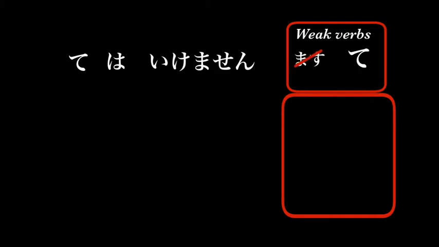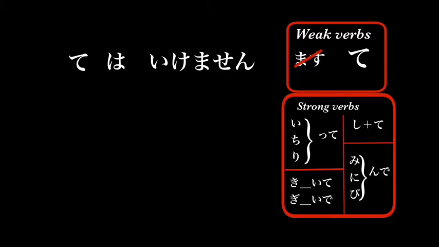So in our weak verbs, remembering that we remove the mas and add te. Our weak verbs are quite simple, but for our strong verbs we need to follow the pattern that we learnt when we learnt te form. So we'll keep that on the screen while we have a look at a few examples of verbs, and then we'll be able to change them to add wa ikemasen, which makes our sentence say you must not.